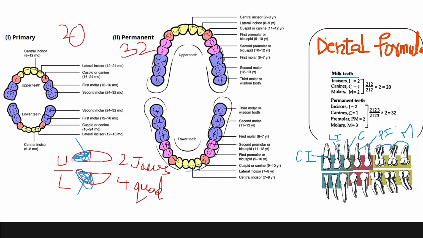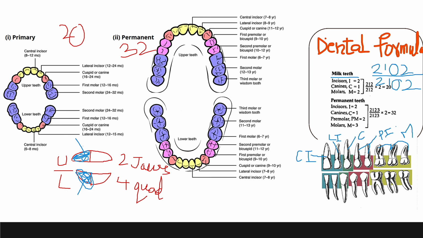You can also write it as 2102 by 2102, that is also absolutely fine. And for permanent dentition we have a dental formula of 2123, because we have two premolars present in permanent dentition. So this was a general brief introduction to the different teeth and the dental formula.